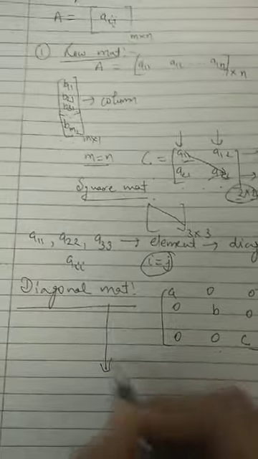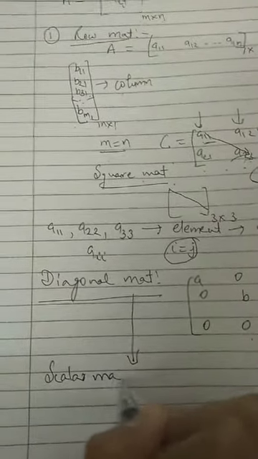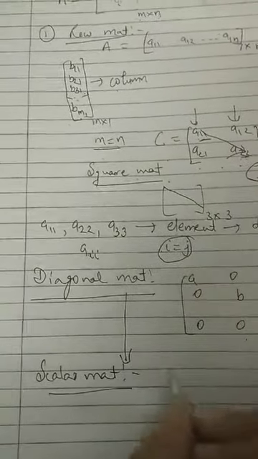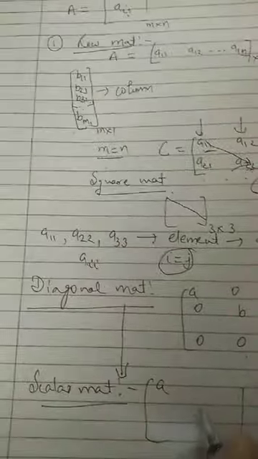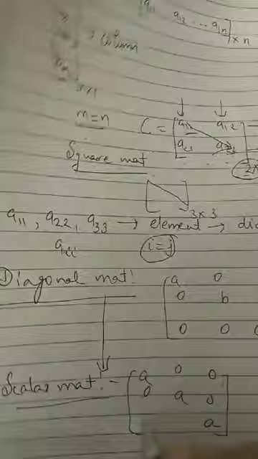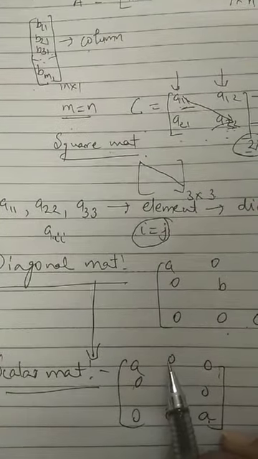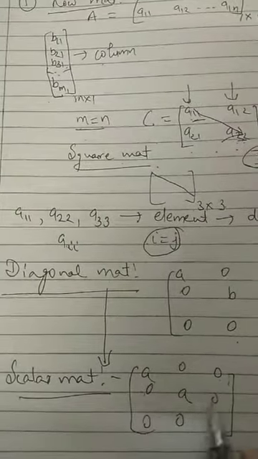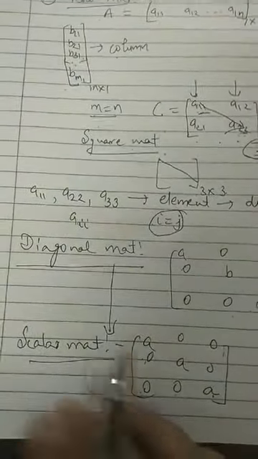Under this, the next is the scalar matrix. Now what is a scalar matrix? When the diagonal has the same element, for example here also a, here also a, here also a, and the non-diagonal elements are 0. That means a11, a22, a33 are all equal, and a12, a13, a21, a23, a31, a32, all these non-diagonal elements are 0. Then it is called a scalar matrix.